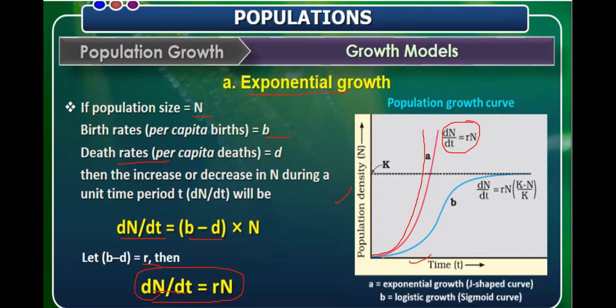Then second, logistic growth is what? In the beginning, as time increases, there will be an increase in population, but after some time it will become constant because that environment has limited resources. So dN/dt will become rN(K minus N)/K. Here K is what? Carrying capacity of the environment. So this is what? Sigmoid curve. For exponential growth, a J-shaped curve is obtained, and for logistic growth, a sigmoid curve is obtained.